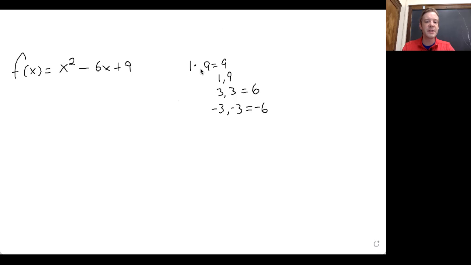So that means I'm going to take this -6 and split it into -3x minus 3x. My x squared will stay the same, and my plus 9 will also stay the same. I'm also going to set the left side equal to 0.